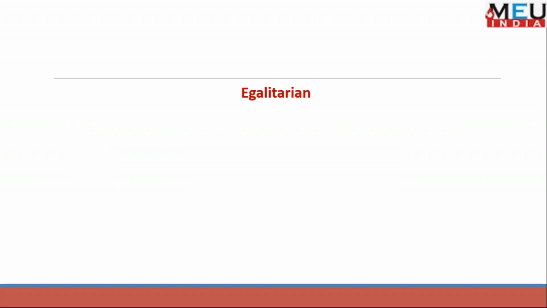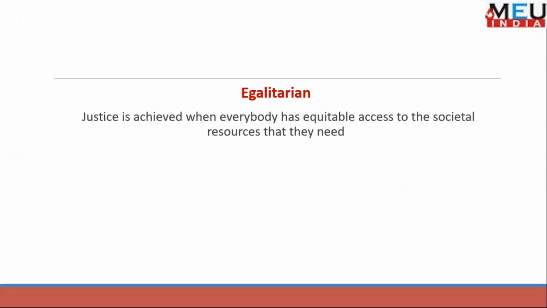There's another principle which is called egalitarian. Egalitarian comes from the word equal. Justice is achieved when everybody has an equitable access to societal resources that they need. That means everybody can access the societal resources. Now remember, this egalitarian type of justice is seen in Europe, where they say it is the same for all, whether you're rich or you're poor, everybody has access to the societal resources.